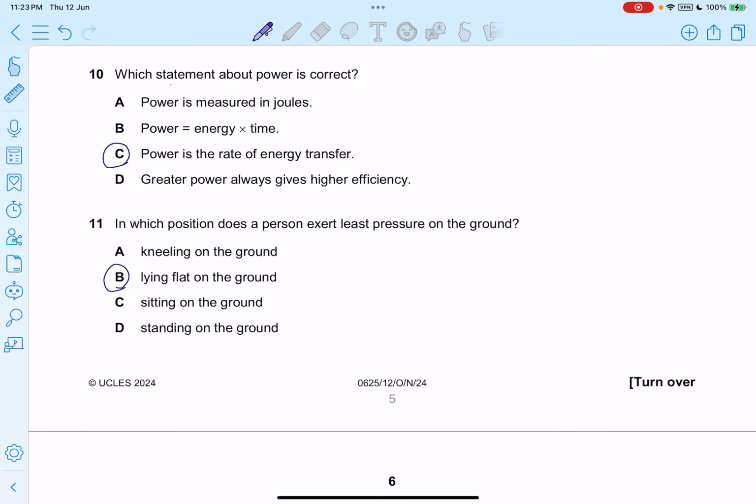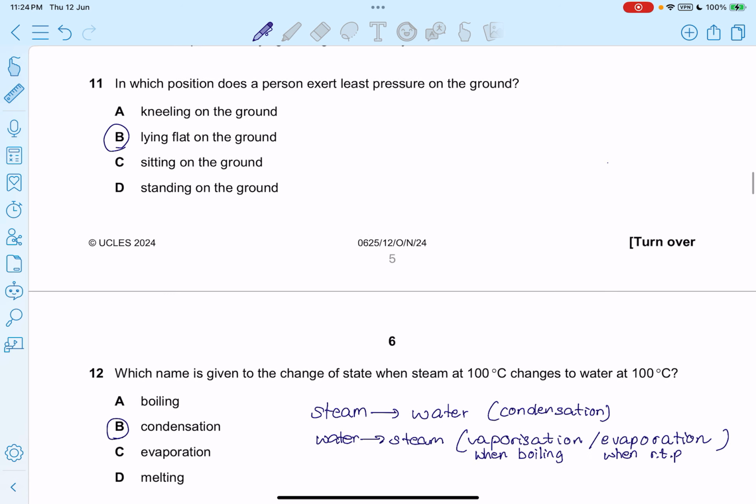Number 10, which statement about power is correct? Okay, so power is measured in joules. This is wrong. It should be in watts. Power is equal to energy times time. This is not times, it should be divided. So B is also wrong. Power is the rate of energy transfer. So rate of energy transfer means energy divided by time. So number C is correct. So C is the answer.